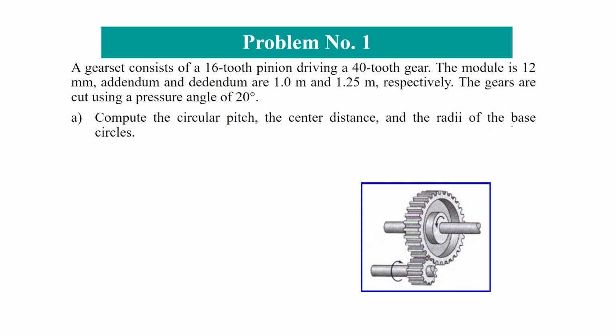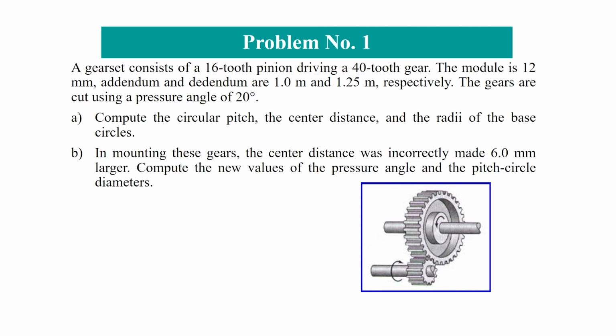the base circles. And B part of this question is, in mounting these gears, the center distance was incorrectly made 6.0 mm larger. Compute the new values of the pressure angle and the pitch circle diameter.